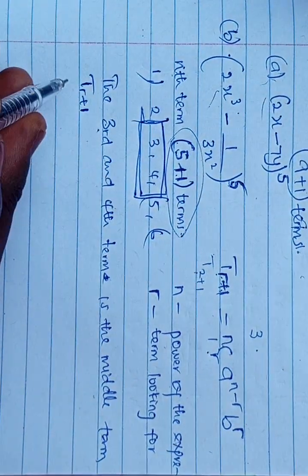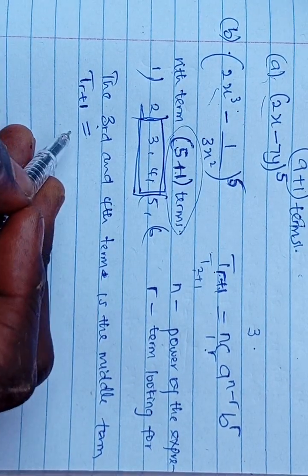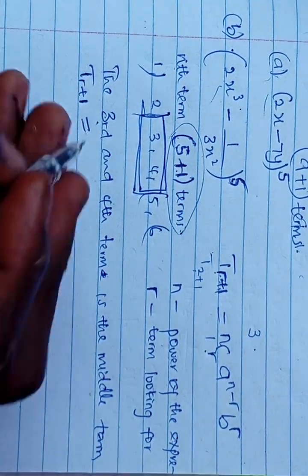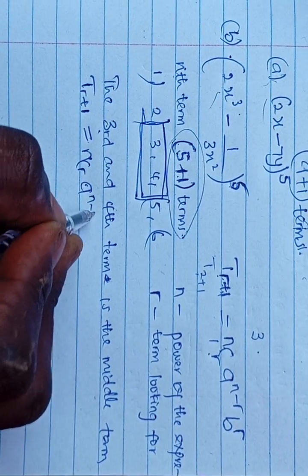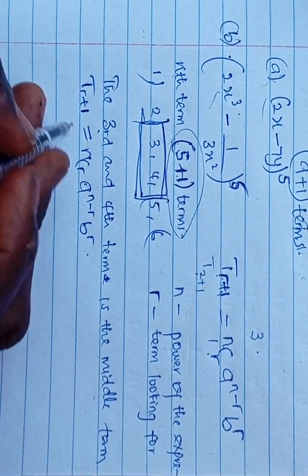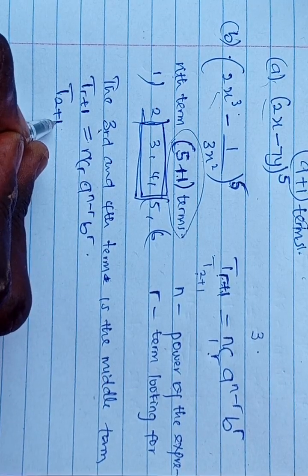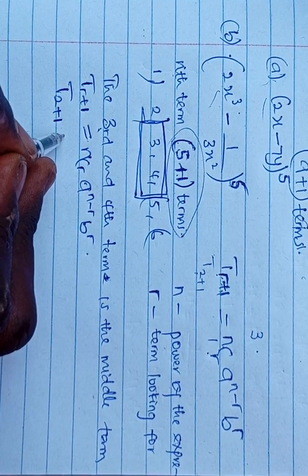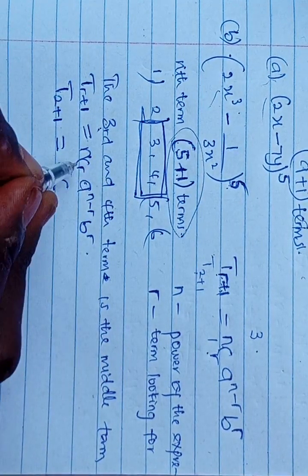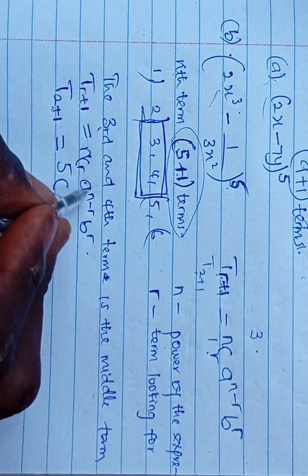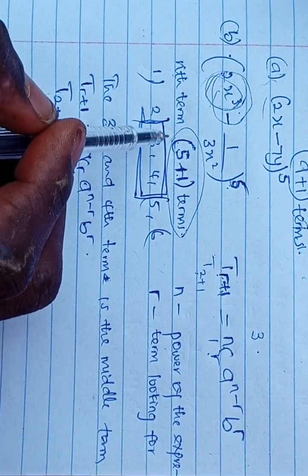So T(r+1) is equal to n combination r, a raised to power n minus r, b raised to power r. You are looking for the third term, it means your r will be 2, since 2 plus 1 is 3. Your r is 2, your n is 5, combination, your r is 2. Your a is this, 2x cubed.